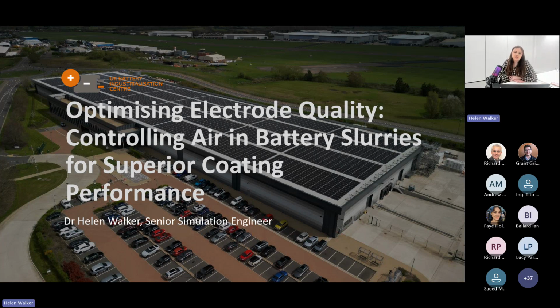So today's presentation is really about all of the work that we've done over the past couple of years at UKBIC, looking at unwanted air in our battery slurries to achieve defect-free product. It's been a real cross-functional approach with product engineering, manufacturing engineering teams, quality and operations. And these are really all of the findings that we've come to that really make a difference in electrode quality.